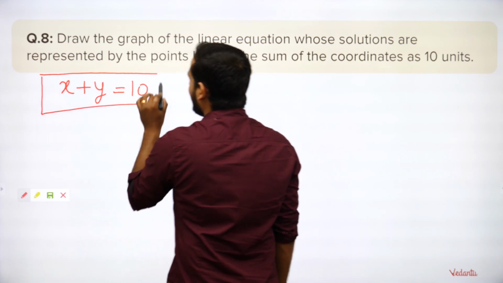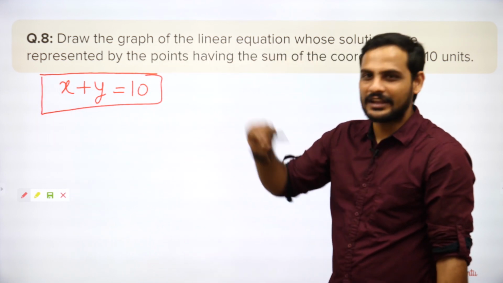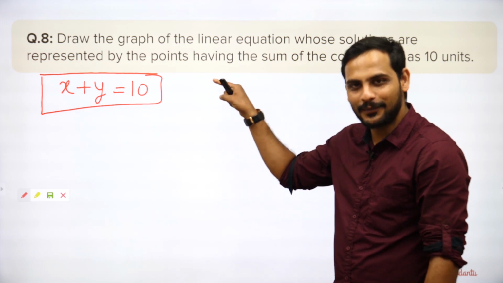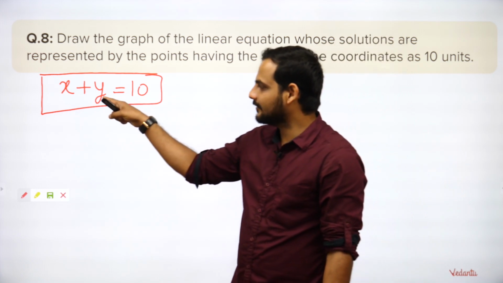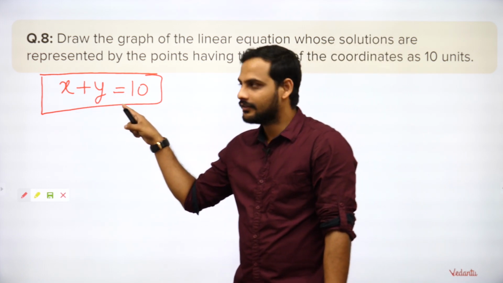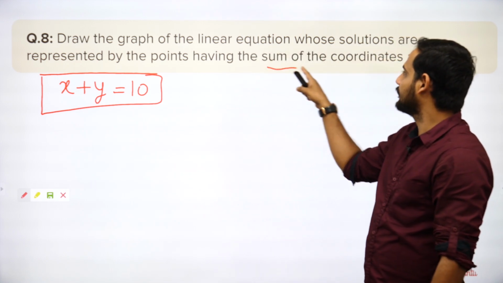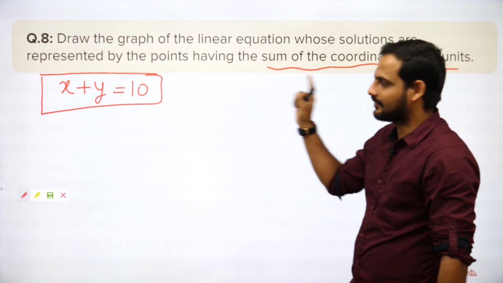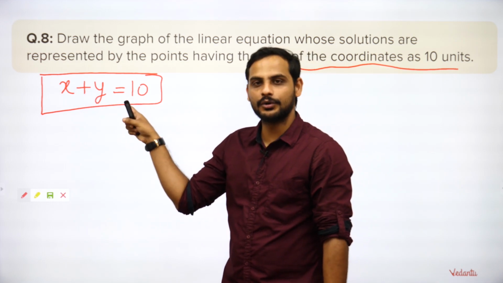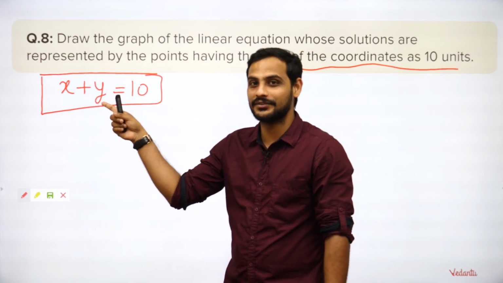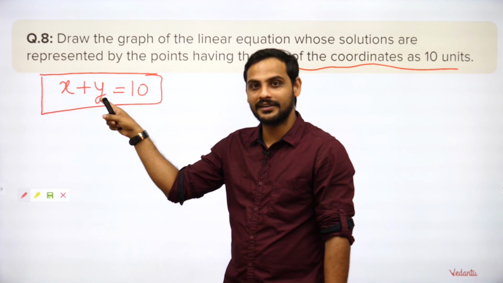This is the condition, and isn't it the equation we want to represent? In this, x plus y is always 10, which satisfies our condition that the sum of the coordinates should be 10 units. So you have got your linear equation in two variables. Now you can represent the graph for this.